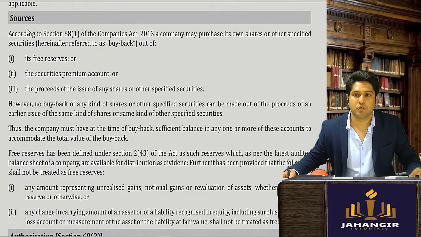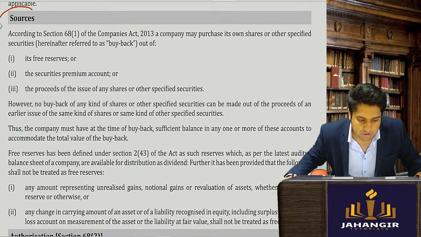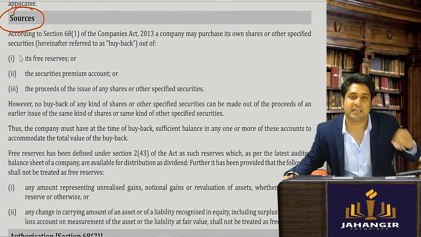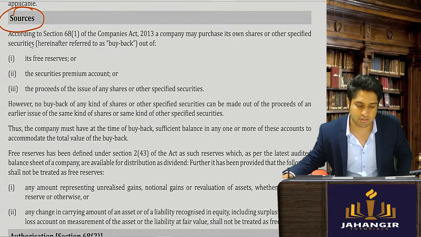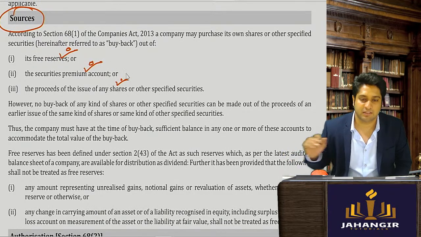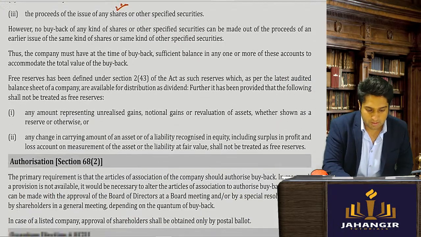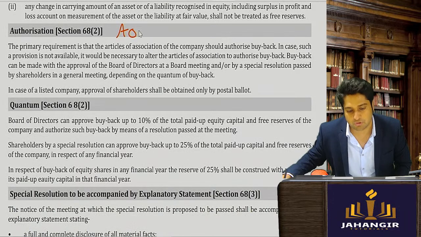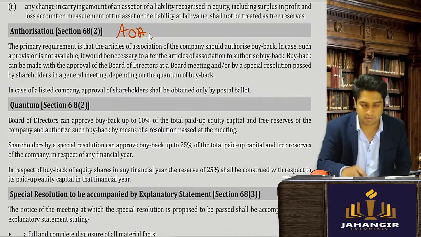Okay. So the next is the sources of buyback. From where will we pay off all the shareholders? From where the company will have money to pay off all the shareholders? They can use the free reserves, they can use the security premium account, or they can use proceeds of any other issue. Okay. Now coming to the authorization, the board of the articles of association should authorize the buyback.